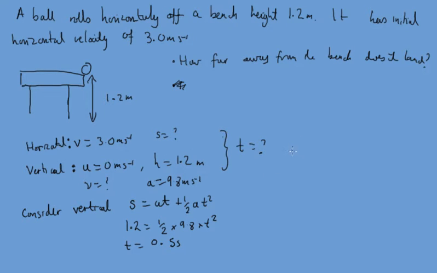Now for the horizontal we can just use the simple equation of motion: v is d over t. We know that the horizontal velocity is 3. The distance travelled is what we're looking for, and the time is 0.5. So the distance is going to be 1.5 meters from the bench.